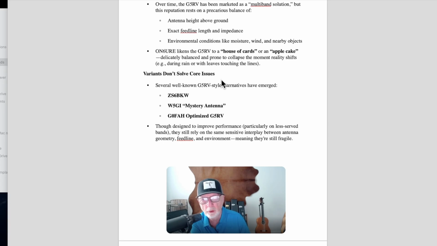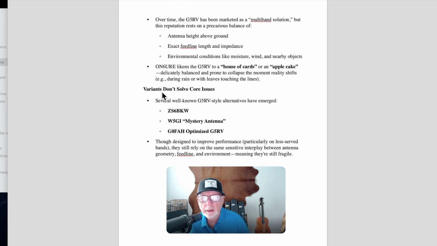Variants don't solve core issues. Several well-known G5RV-style alternatives have emerged: ZS6BKW, the W5GI Mystery Antenna, the G0FAH Optimized G5RV. Though designed to improve performance, especially on less served bands, they still rely on the same sensitive interplay between antenna geometry, feed line, and environment, meaning they're still fragile.